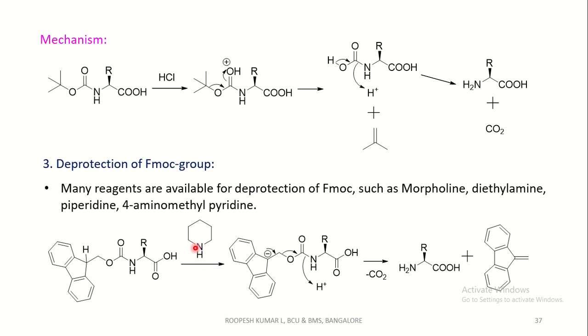This is piperidine, with a lone pair on nitrogen. This is an FMOC amino acid. This can be deprotected using base. One such base is piperidine. A lone pair on nitrogen abstracts the 9H, which is a beta proton, which is acidic in nature, with the formation of a carbanion. This forms a double bond, and this bond shifts here, and this bond accepts a proton to form an amino acid with the elimination of carbon dioxide and with the formation of dibenzofulvene.